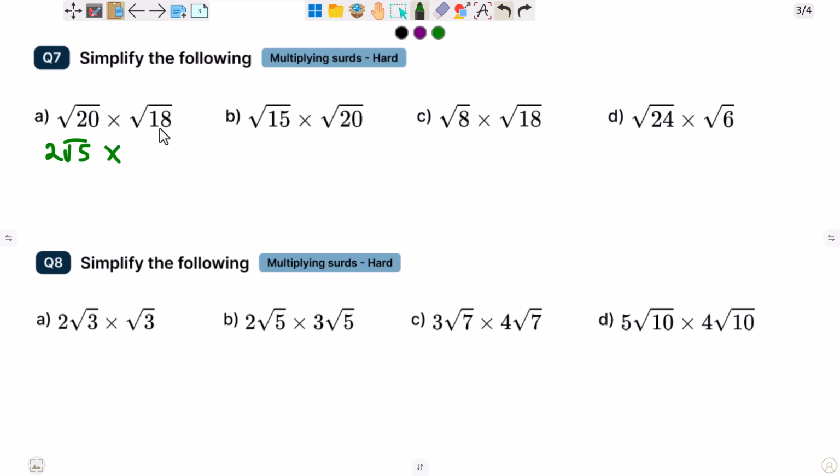Okay. And then for root 18, it will be the same thing as 9 times 2, which definitely will be 3 root 2. Okay. But if you want to get the final answer, if you multiply 2 and 3, will be 6. And if you multiply root 5 times root 2, that's root 10.